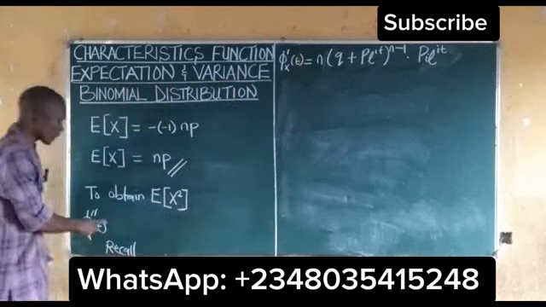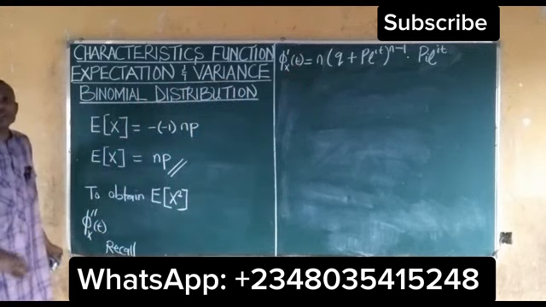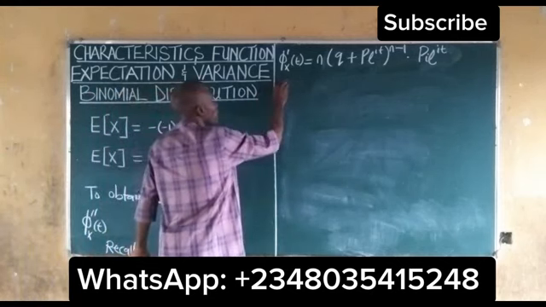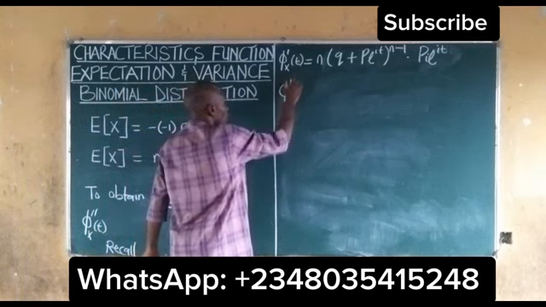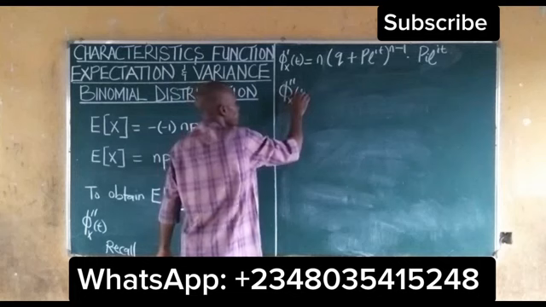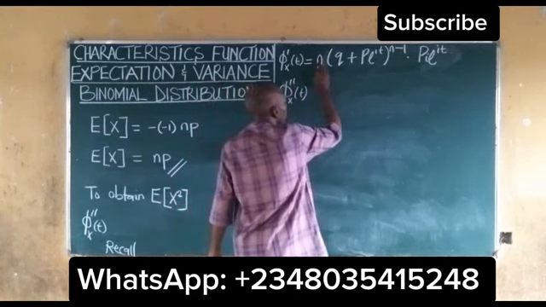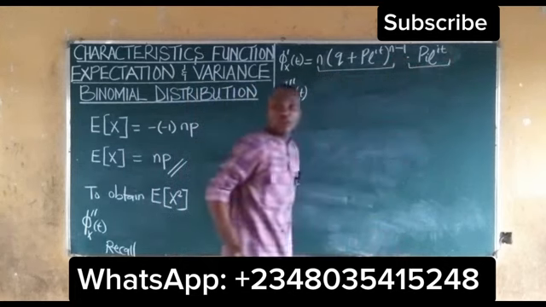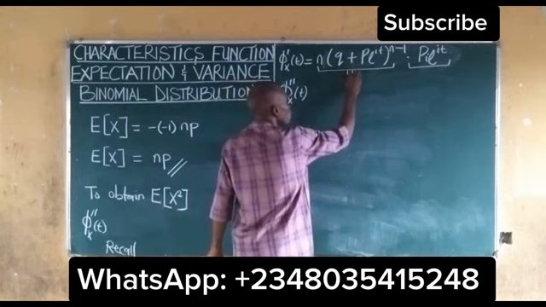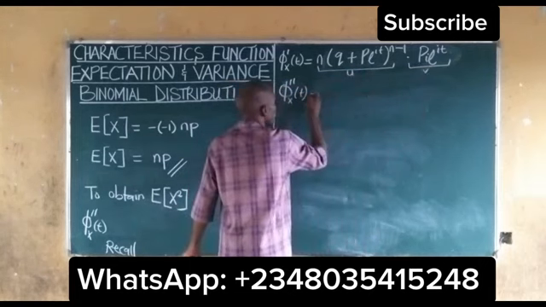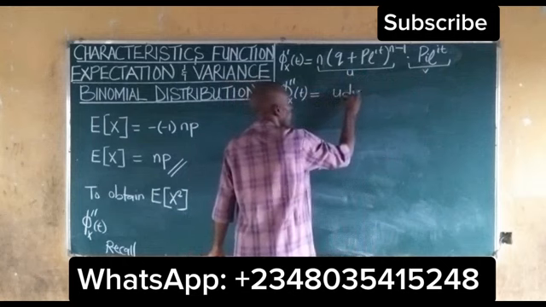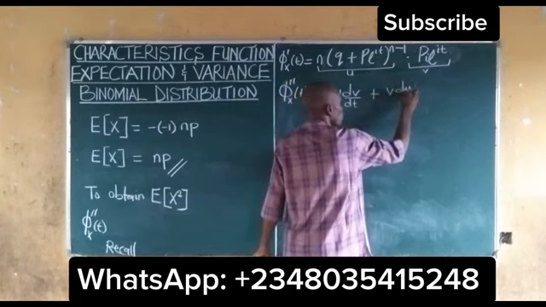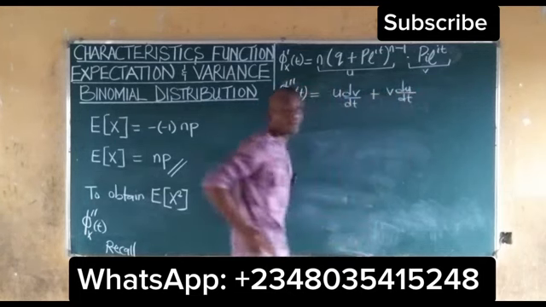Now, to obtain the second derivative, we use what is called the product rule of differentiation. If you look at it, you see that we have a function here, which is our first function, and we have another function here. So this is u and this is v. All we need is u times dv/dt plus v times du/dt.